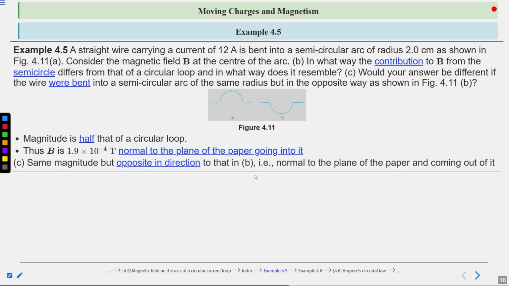And C part, if we are placing this semicircular loop in the opposite way, the magnitude of magnetic field will remain the same, but the direction will change. You can apply the right hand thumb rule and you can see that the thumb is pointing towards you. So now the direction is normal to the plane of paper and coming out of it, but the magnitude remains the same as B.